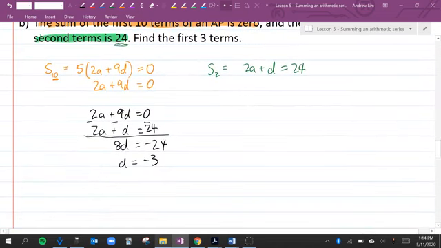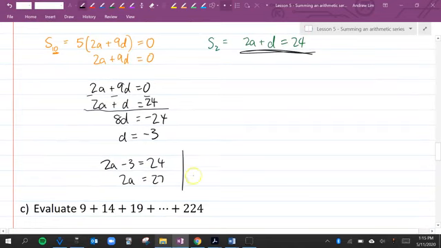And now I'm going to substitute that back into any one of these to work out a as well. So I'm going to substitute it back into this, because that's nice and easy. So 2a minus 3 is equal to 24, or 2a is equal to 27. So a is equal to 13.5. Okay, 27 on 2, which is 13.5.